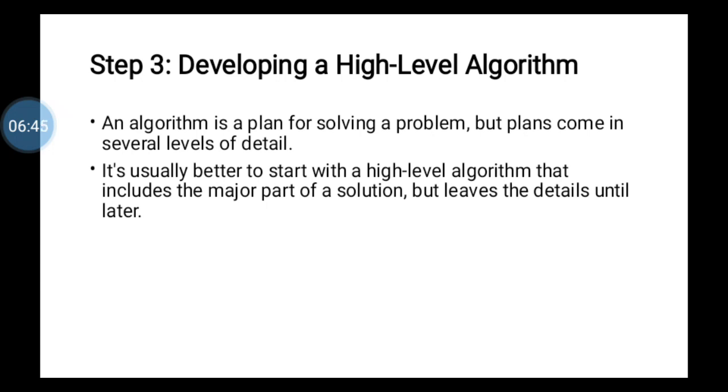It is usually better to start with a high level algorithm that includes the major parts of a solution but leaves the details until later. A high level algorithm includes the major parts of a solution but leaves the details out. You don't need the details initially when you start developing an algorithm. Don't worry about the details. Don't worry about the complexities. Make it simple. What are the clear things you need? What are the exact things that you need to solve this particular problem?